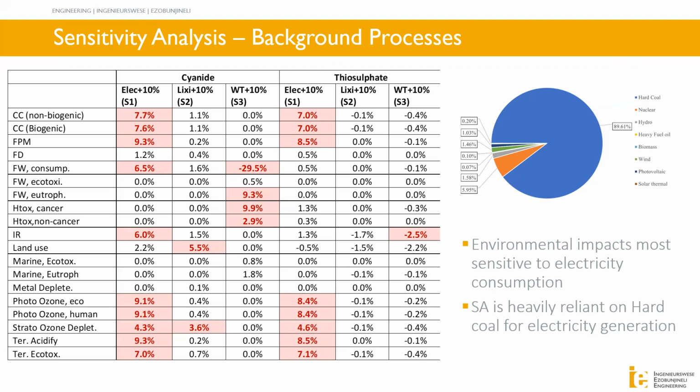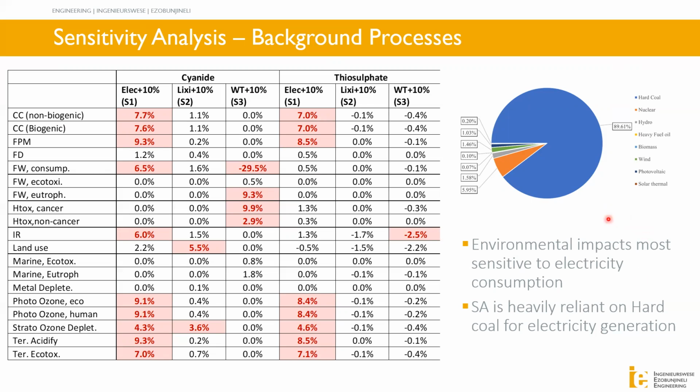So here we see the impact of a 10% increase in electricity utilization, lixiviant use, and effluent sent to water treatment. And electricity supply and usage was clearly the strongest contributor to most impact categories. Again, the dataset used is a strong contributor to the results. And in this case, the dataset used was for South Africa.